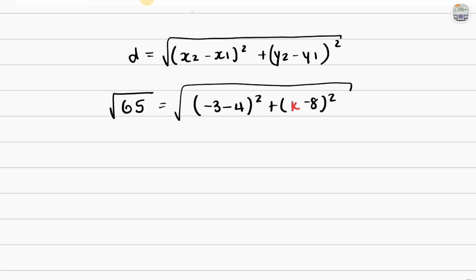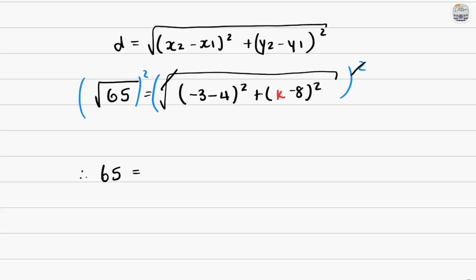Now, to solve for k, you see that we just have to get rid of that square root. So we can square both sides of this equation. And so, therefore, that becomes 65. And then here, the radical also breaks open. And we have -3 minus 4, which is -7. -7 all squared is 49. And then let's just expand here. We have k all squared, which is k squared. And then first term times second term is -8k. Then times 2 is -16k. Then last term squared is positive 64. And then that gave us 49.